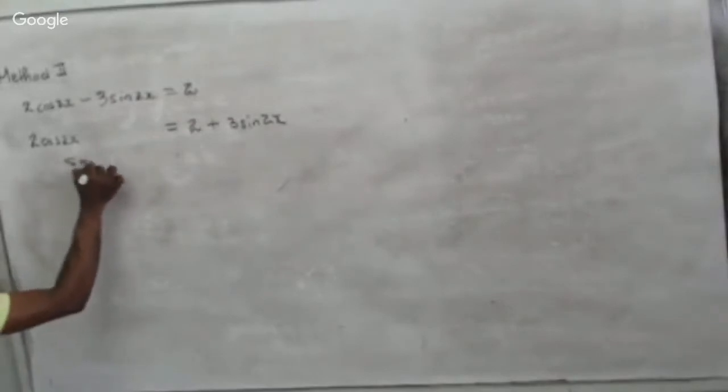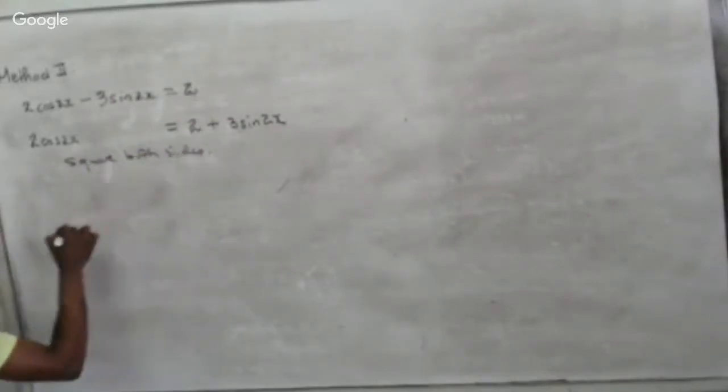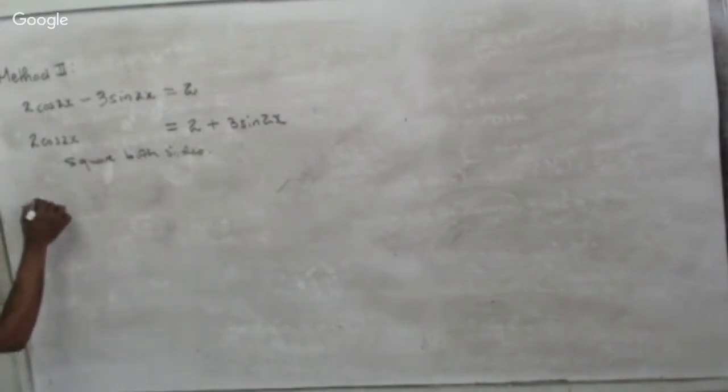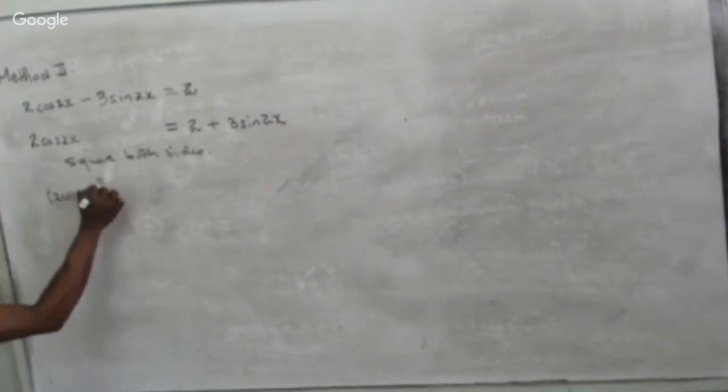Ready? Square both sides. Squaring both sides will give me this. And let me not skip steps on it. Right?